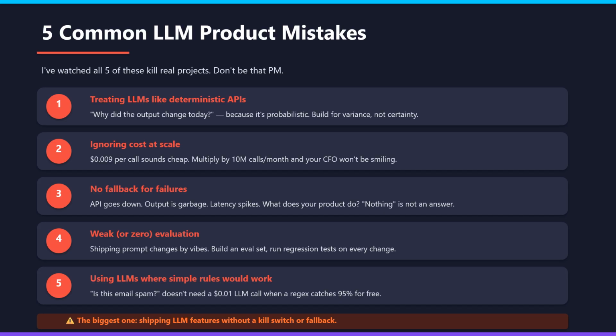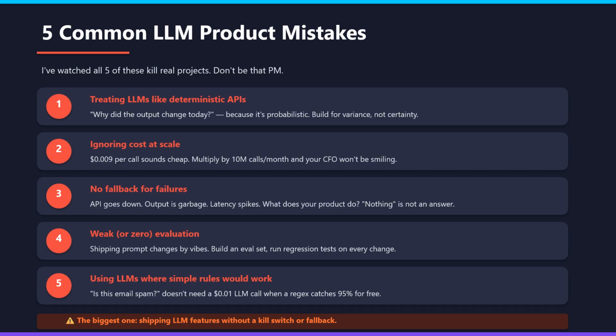Mistake two: ignoring cost at scale. $0.009 per call sounds cheap. Multiply by 10 million calls per month and your CFO won't be smiling. So always model costs at 10x your current scale before shipping.